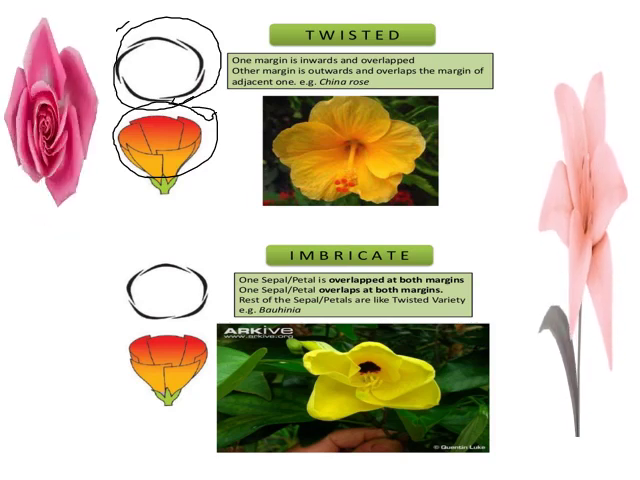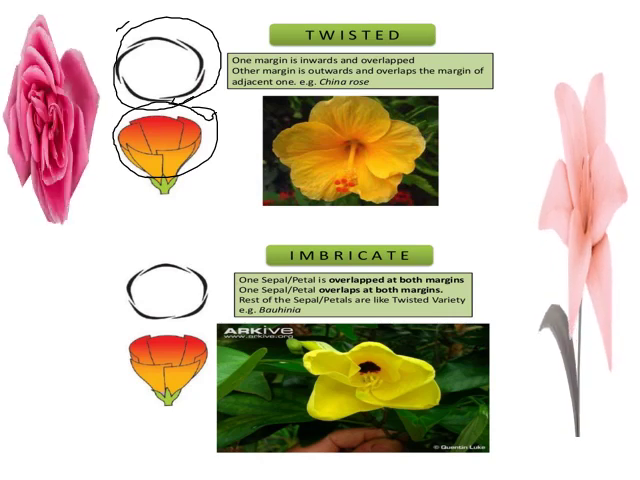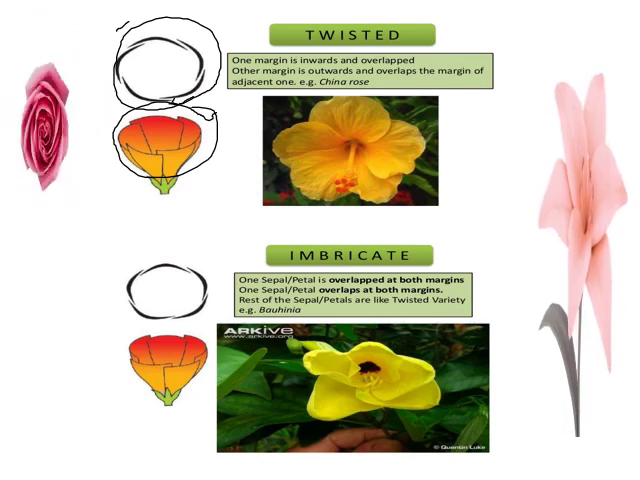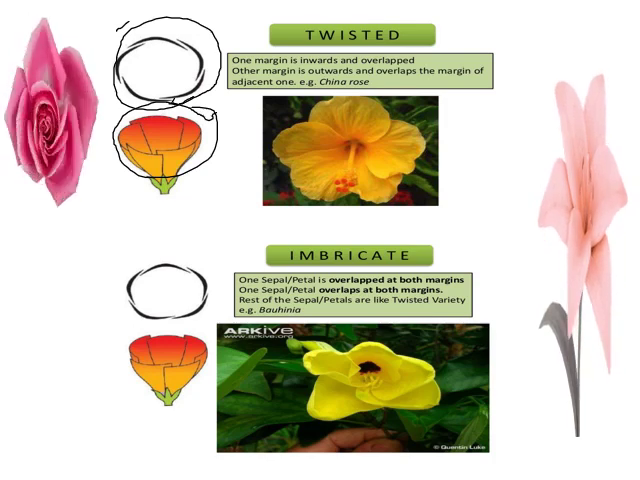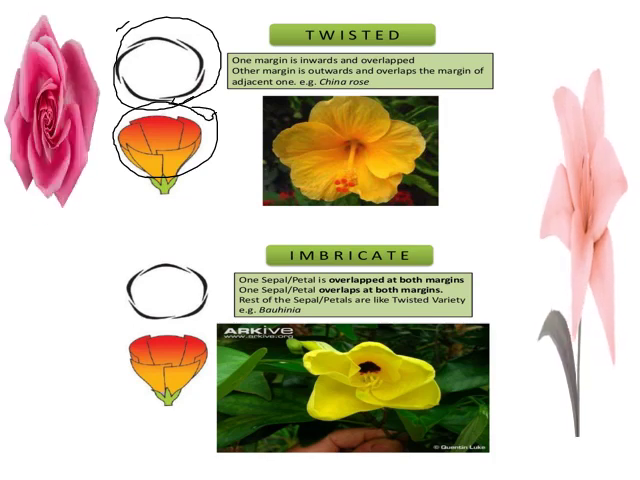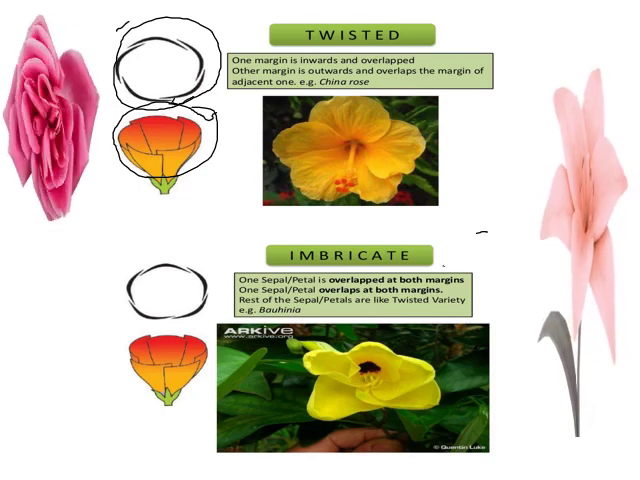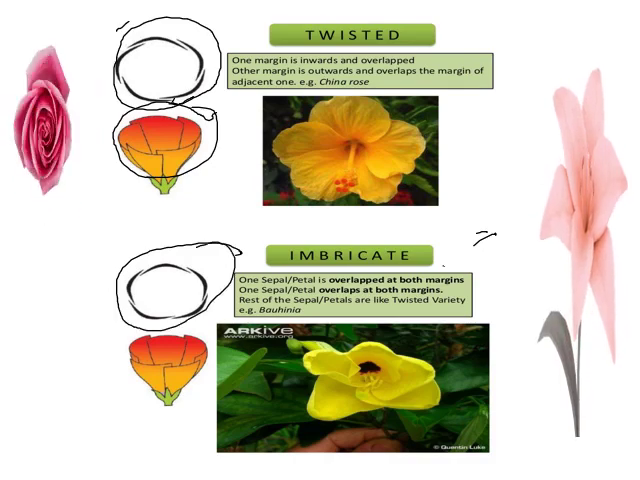The next one is imbricate. In this case, the margins of sepals and petals overlap each other. So when the margins of sepals or petals overlap each other, we refer to it as imbricate, as in this case or in this case.